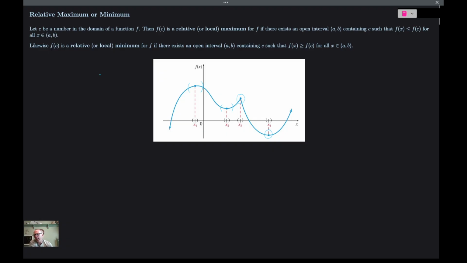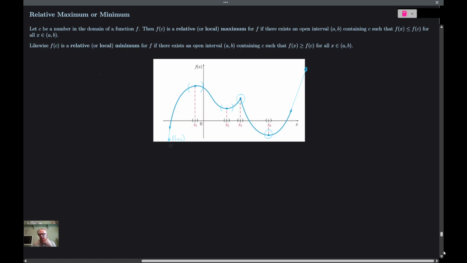Now, once you get outside the interval a, b, you could have values of f that are greater than f of c. For instance, if we keep drawing this one up, then some value up here is going to be greater than f of x1 or f of x3. Same thing over here. If we keep going down, eventually we'll get to a point where f of x5, let's say, is less than f of x4. So that's what we mean by relative maximum or relative minimum.